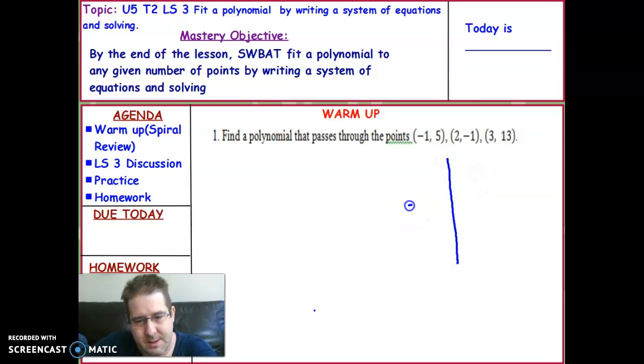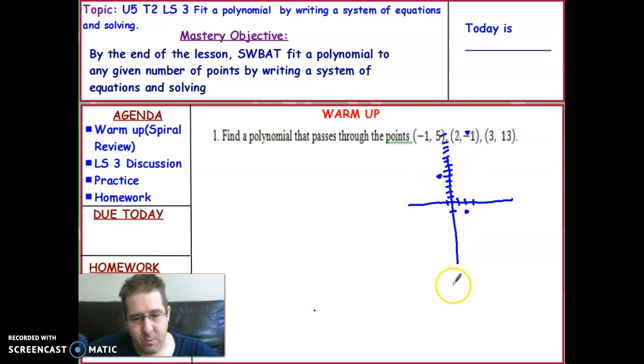So just pretend that this is on a graph. Negative 1, 5, negative 1, 1, 2, 3, 4, 5 would be about right there. And 2, negative 1 would be about right there. And 3, 13, okay, that's going to be off. 6, 7, 8, 9, 10, 11, 12, 13. So it's going to be way up here.